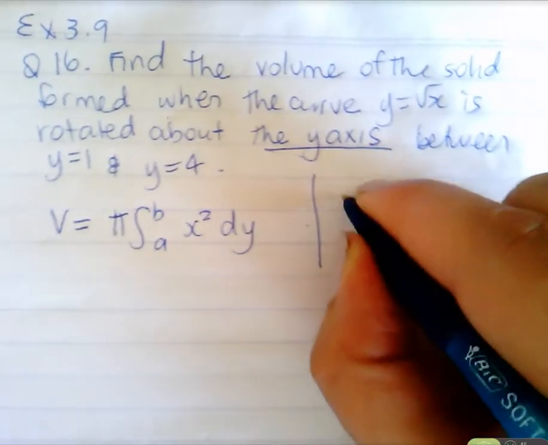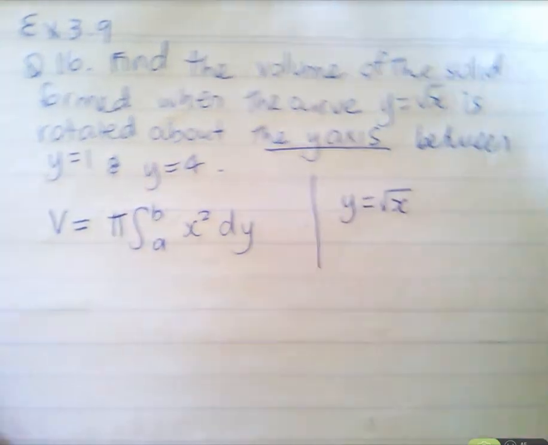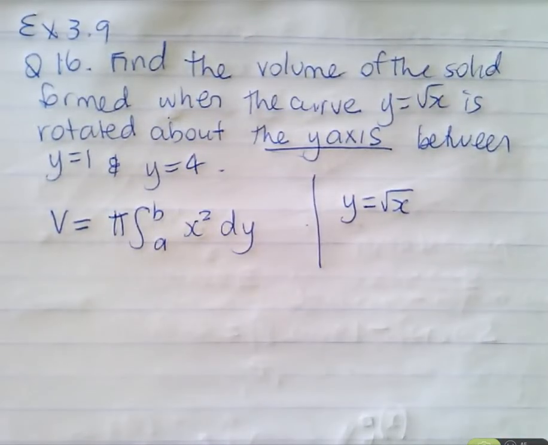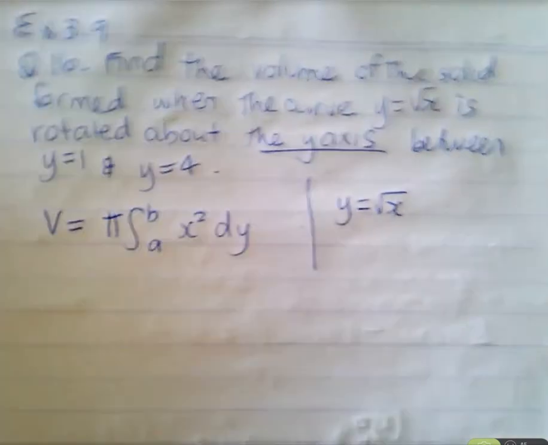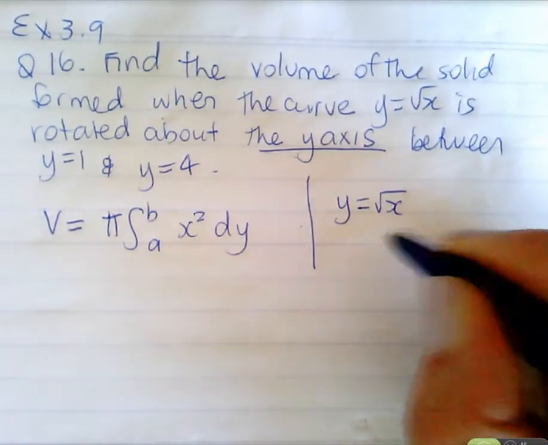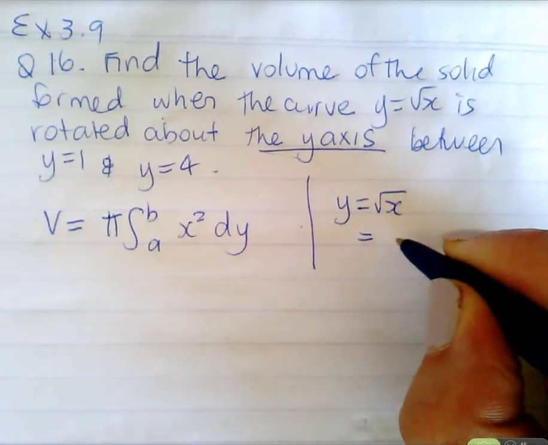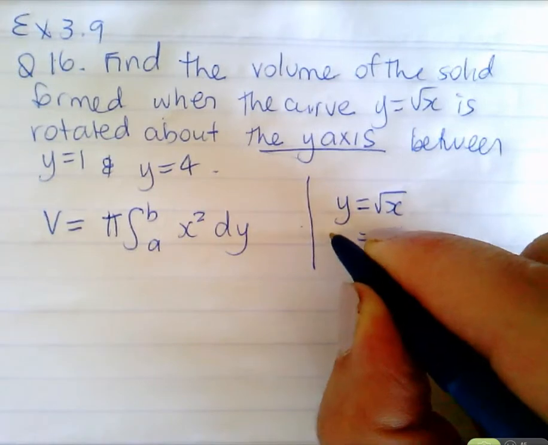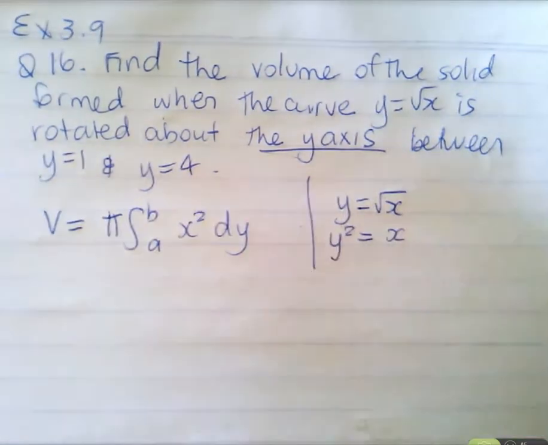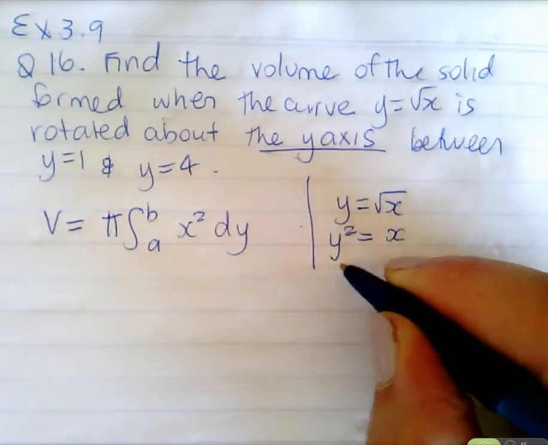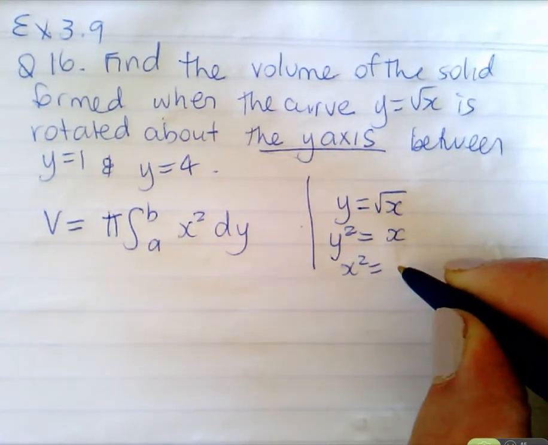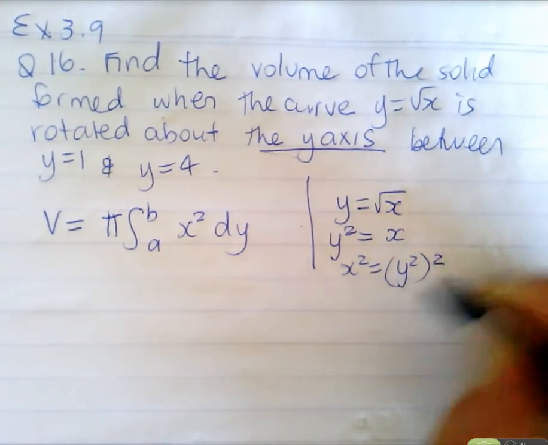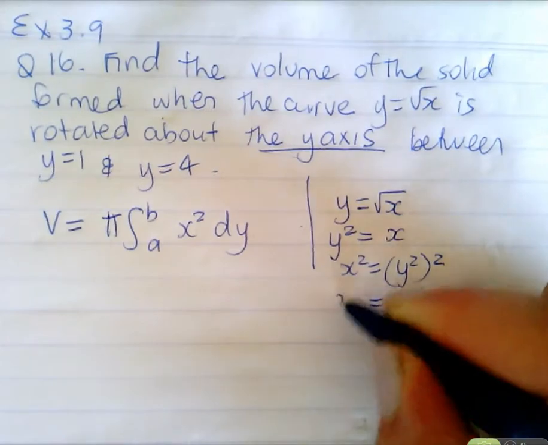Let's have a look at your function. You've got y equals root x. What am I going to do with it? I need to get x squared. So what should I do first? Get rid of the square root first. Square both sides and you get x is y squared. You're squaring both sides, and therefore x squared is y squared squared, which is y to the power of 4.